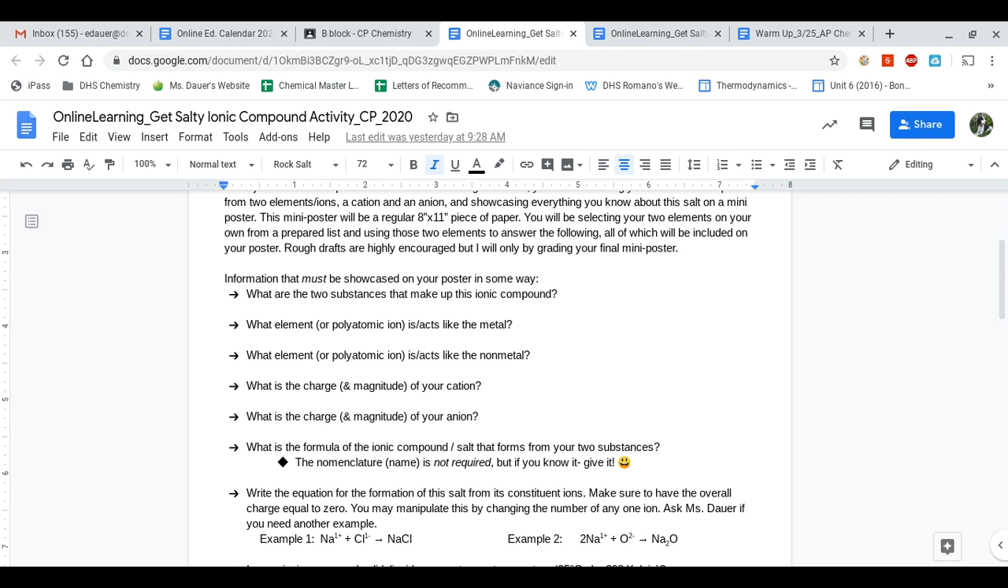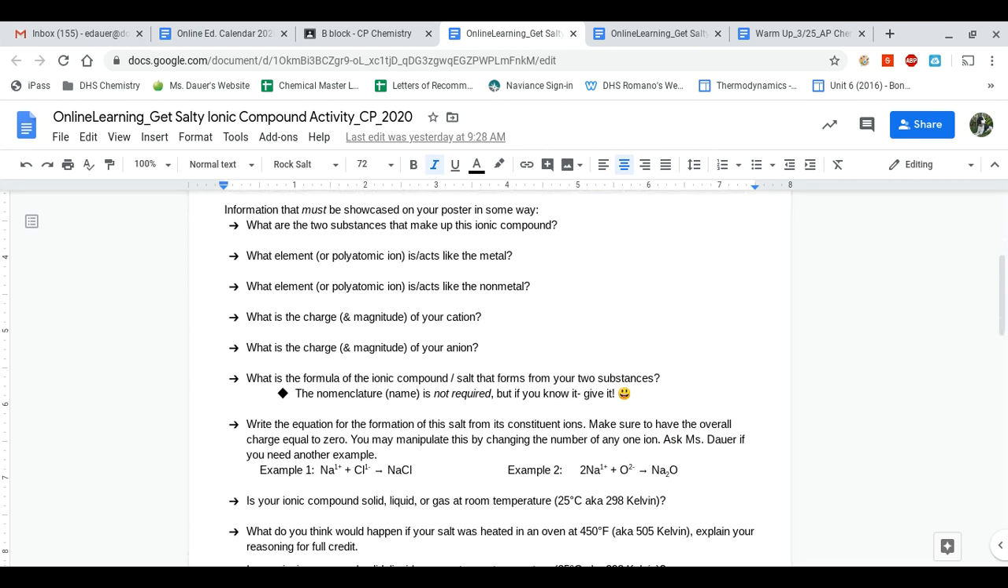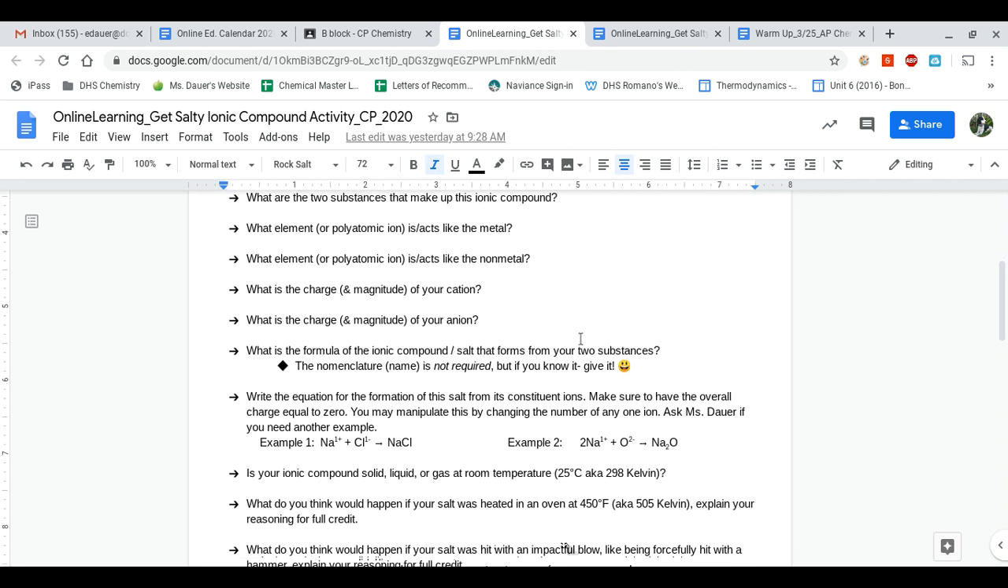Next couple things, what is the charge and magnitude of your cation and your anion? So for this, what I really want is, I don't want to know just is it positive or negative. I want to know, is it +1, +2, -3? That's what I mean by magnitude. In the past, I've had people just say, cations are positive and anions are negative. I need a little bit more. And again, I think I put them on the ion list, so it should list the charge for you, unless you're finding it yourself. But let me know if you have any questions regarding that one.